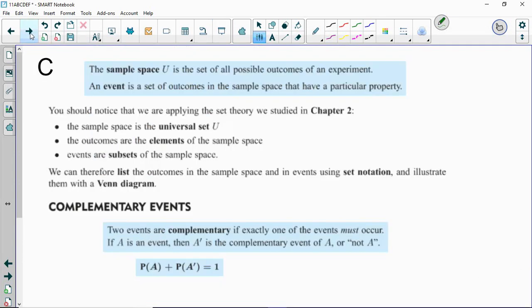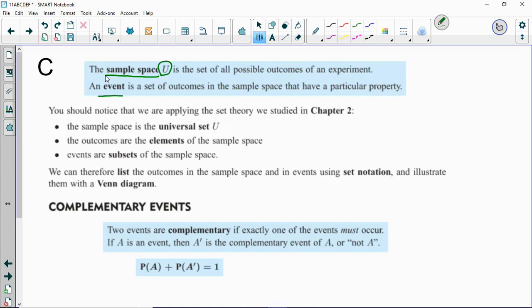And we're on to section C. More vocab. So we've got the sample space U, and we've seen a capital U before. Back in chapter 2, we used the letter U to represent the universal set, which was a set of all elements that were under consideration in a given problem. And so you can see there's a connection now between probability and sets and Venn diagrams. Here, U is going to represent the set of all possible outcomes of an experiment.